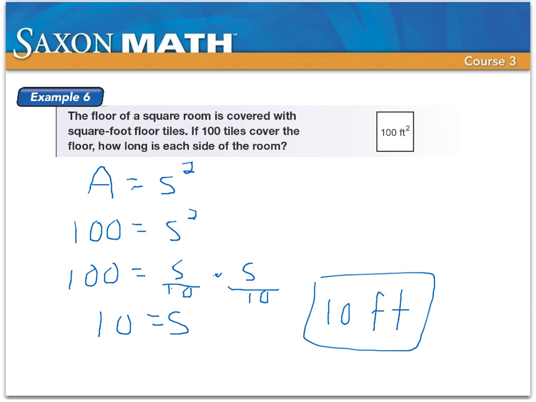So really all we did to solve this problem right here, again I want you to show this, is we took the square root of 100, meaning what times itself gives me 100, and that was 10. Okay, then we got two more examples.